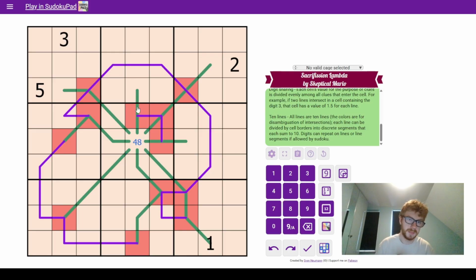Now I think the maximum this can be is a 9, making it 4.5 as the sum for this line. 4.5 plus 1, 5.5. So this has to be a minimum of 4.5. So the minimum is 5 because it has to be a whole digit. It cannot be 5, so it's 6, 7, 8, or 9.